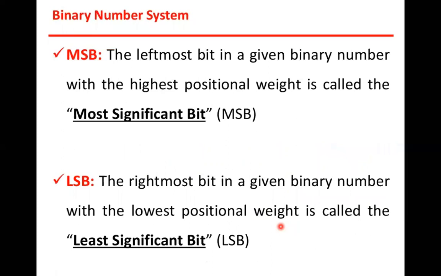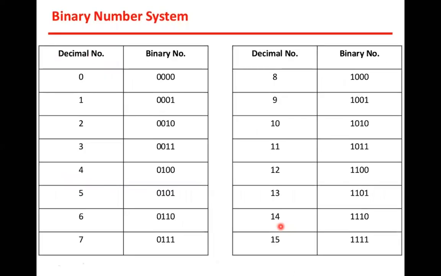The leftmost bit in a given binary number with the highest positional weight is called the most significant bit. We already studied this. The rightmost bit in a given binary number with the lowest positional weight is called the least significant bit. LSB and MSB.